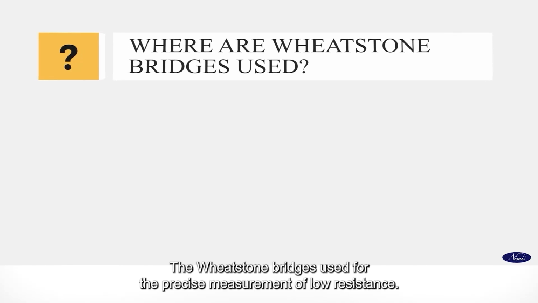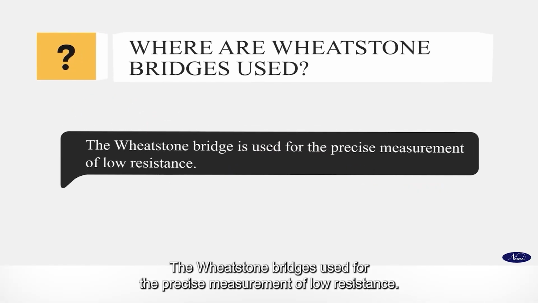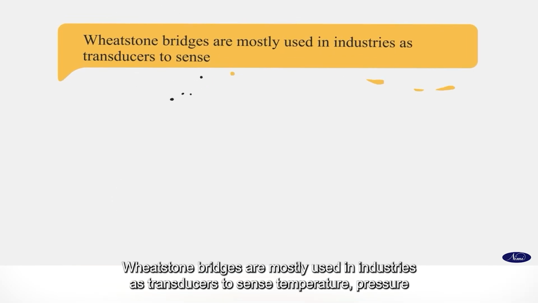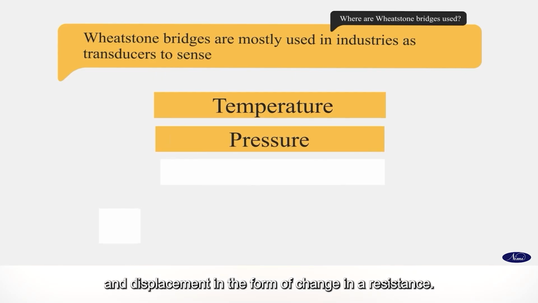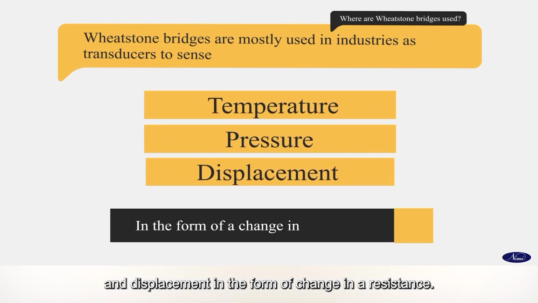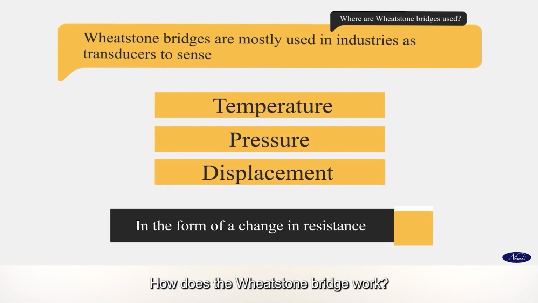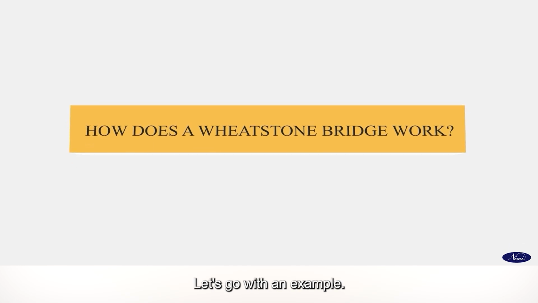Where are Wheatstone bridges used? The Wheatstone bridge is used for the precise measurement of load resistance. Wheatstone bridges are mostly used in industries as transducers to sense temperature, pressure, and displacement in the form of change in a resistance. How does the Wheatstone bridge work?